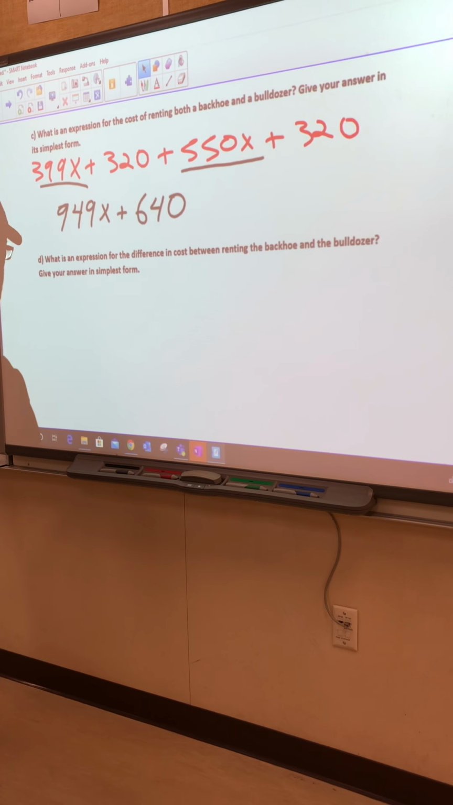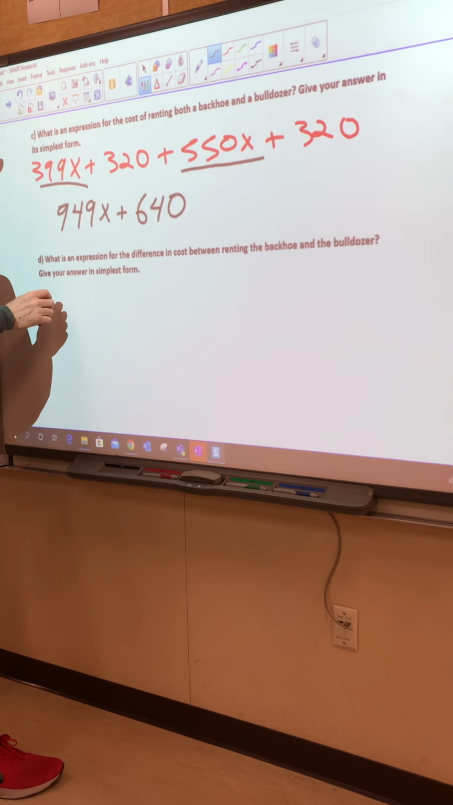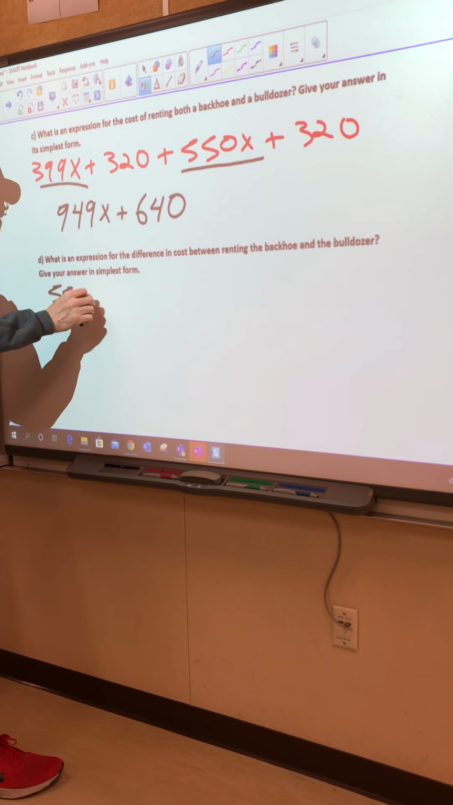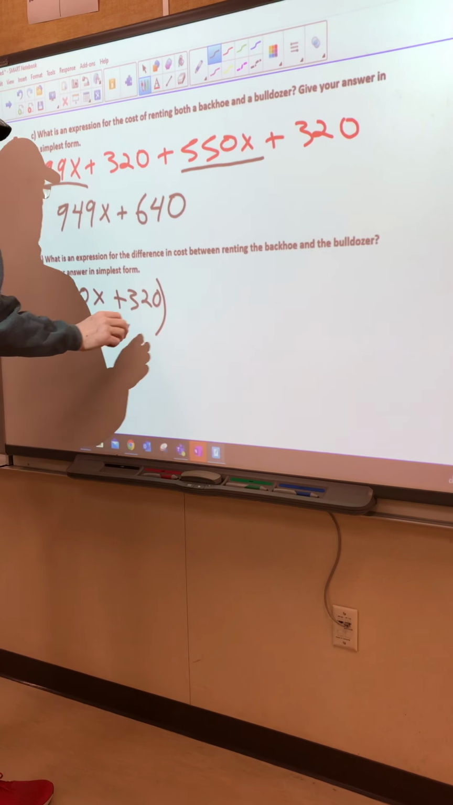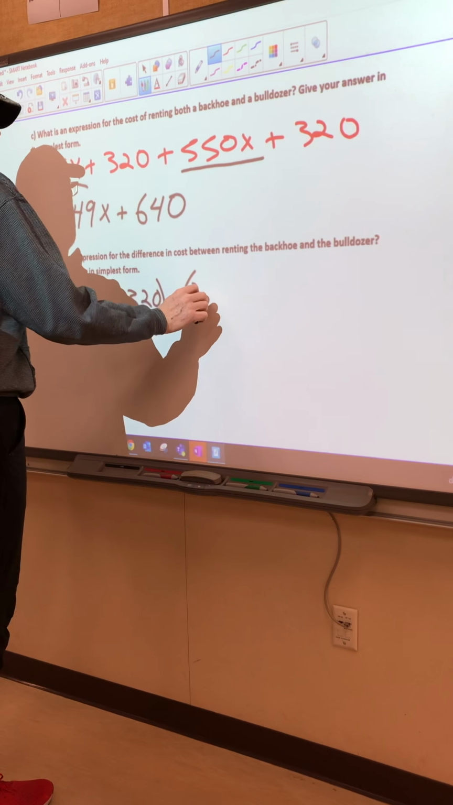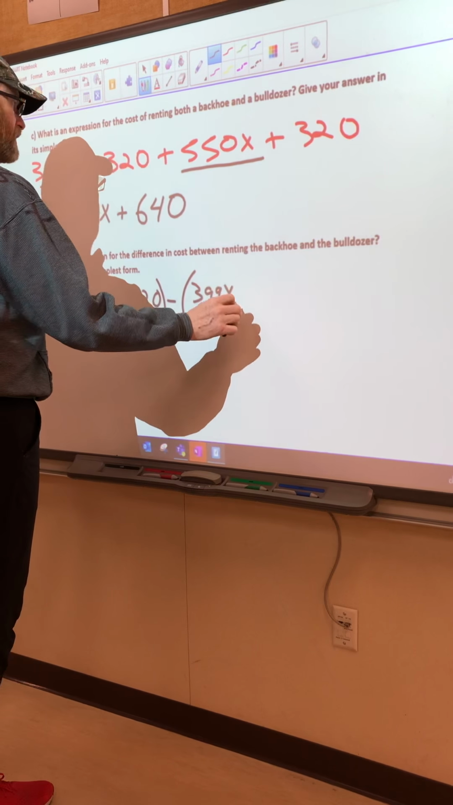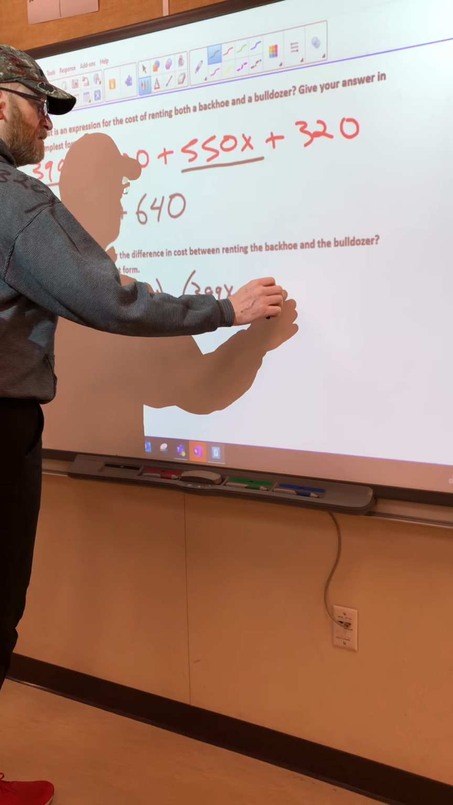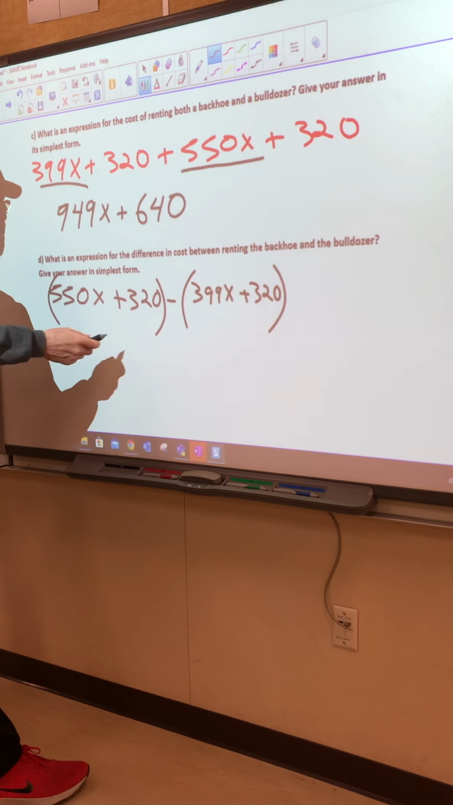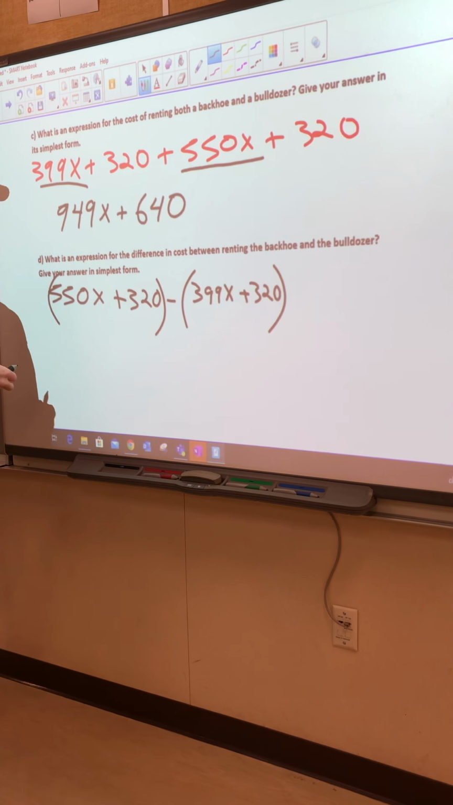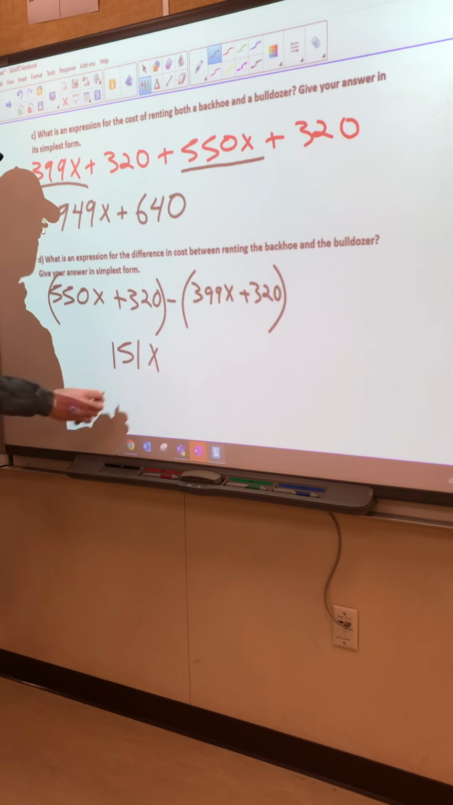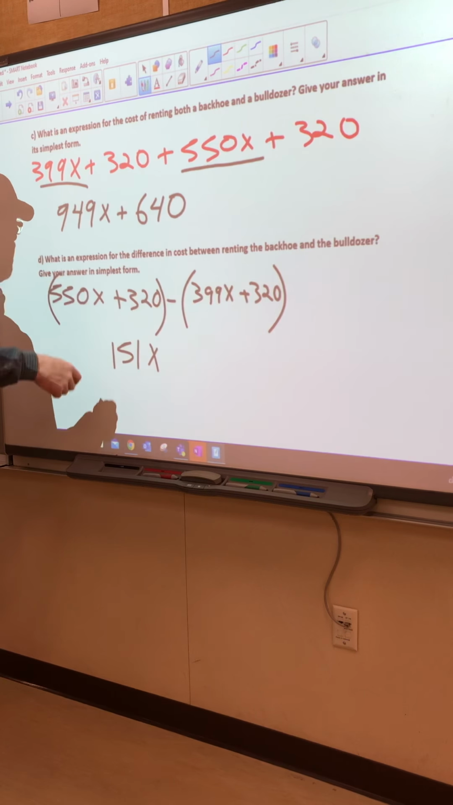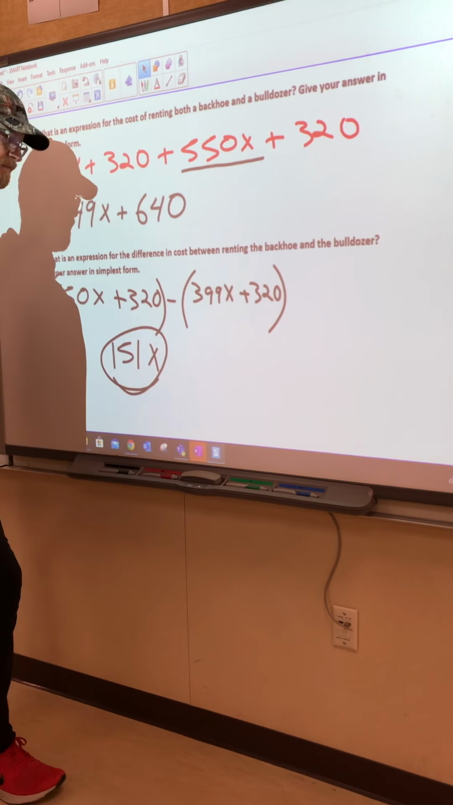The difference, okay, that was a cut. 5.50x plus 320 minus 3.99x plus 320. There you go. 5.50 minus 4. Is that 1.50? 1.51x. And 320 minus 320. All right, that's it. Okay, good luck.